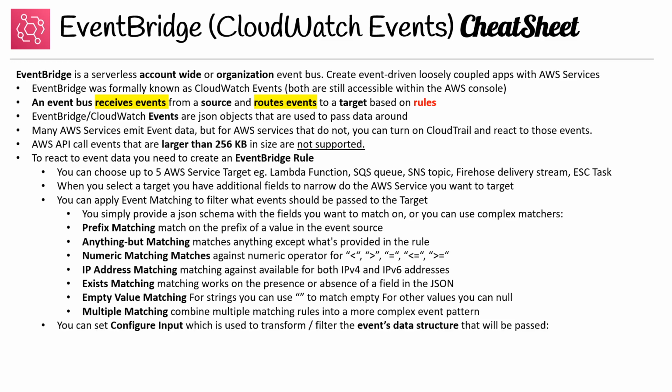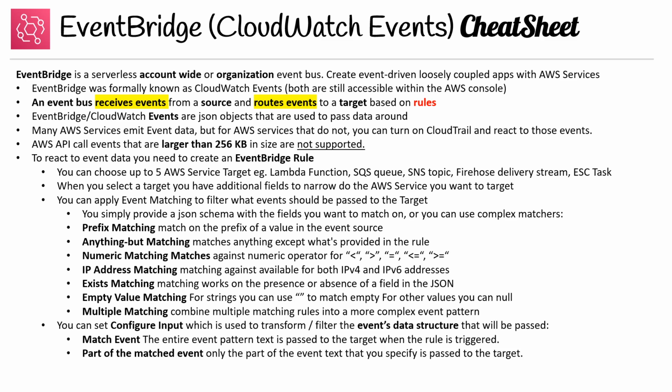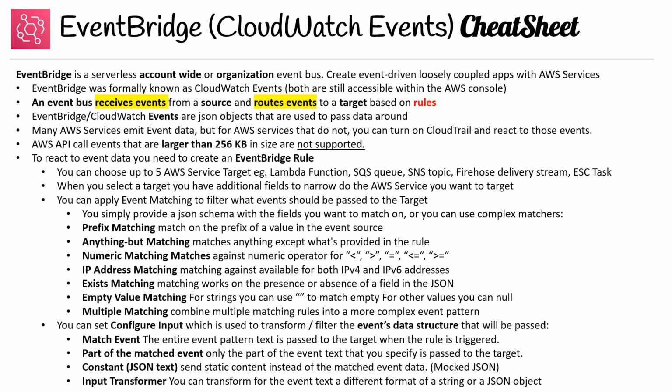You can configure input, which is used to transform or filter the event's data structure. So it doesn't actually filter events, it filters or transforms the actual data structure that's being passed. So you have match event, part of the match event, constant JSON, which is just mocking the data, so you can pass mock data around, or input transformer if you actually need to transform the shape of the data into a string or a different type of JSON object.